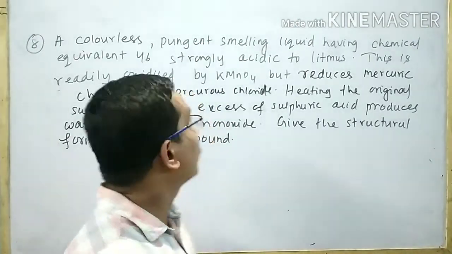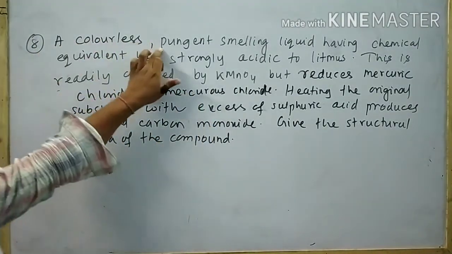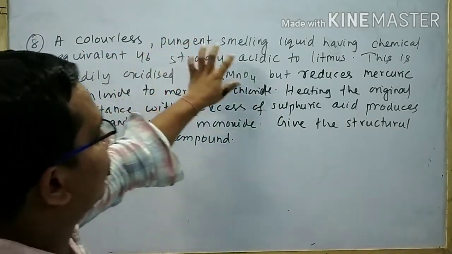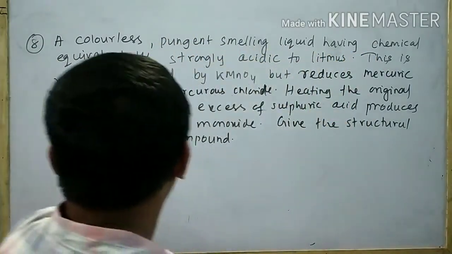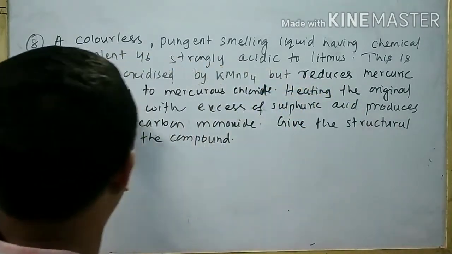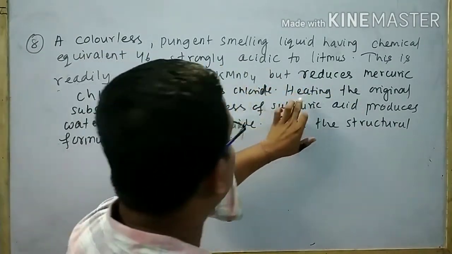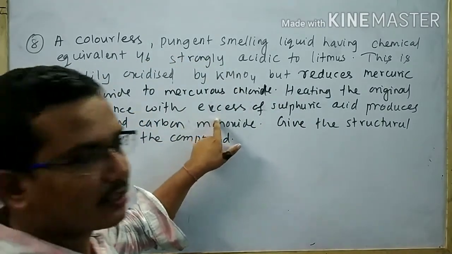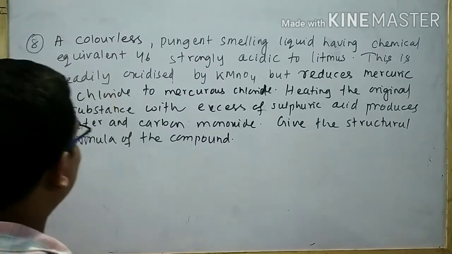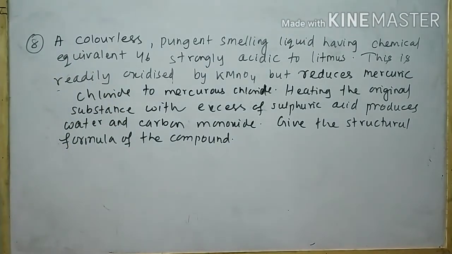Now I will do question number 8. A colorless, pungent smelling liquid having equivalent mass 46 is strongly acidic to litmus. It is readily oxidized by KMnO4 but reduces mercuric chloride to mercurous chloride. Heating the original substance with excess sulfuric acid produces water and carbon monoxide. Give the structural formula of the compound.